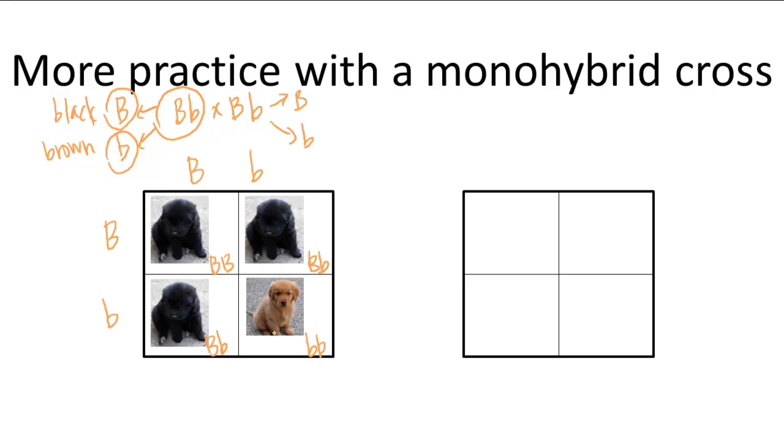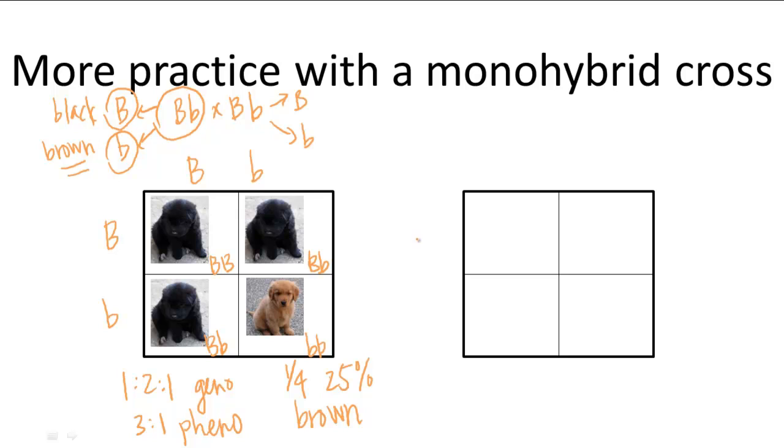So you have 3 black dogs and 1 brown dog. So to answer the question, how many brown dogs will be in the offspring: 1 out of 4 dogs, or 25% of the offspring, is predicted to have brown fur. And once again, notice the 1 to 2 to 1 genotype ratio and the 3 to 1 phenotype ratio. Again, this only happens when you're crossing 2 heterozygous individuals.